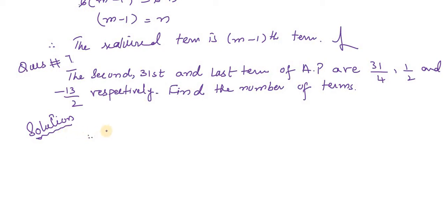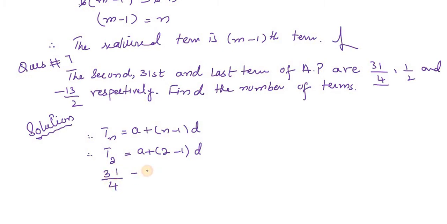Okay, we know that the general term can be given as a plus n minus 1 of d, and in the data the second term T2, n is 2, a plus 2 minus 1 of d. The second term is 31 upon 4. We can write in place of second term 31 upon 4 is equals to a plus 2 minus 1 d, a plus d. We say this is our equation number 1.